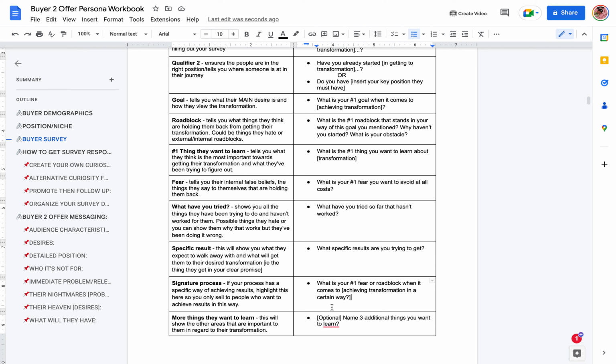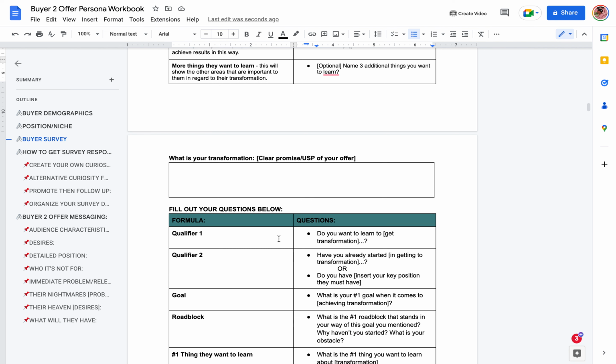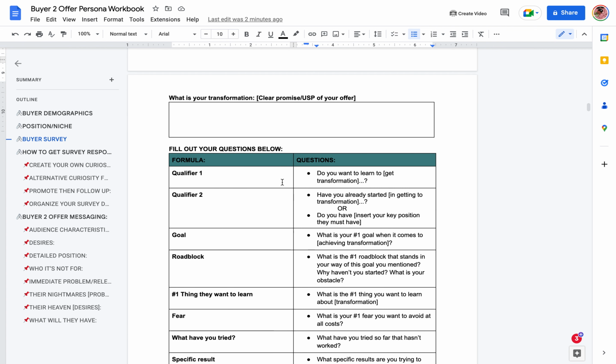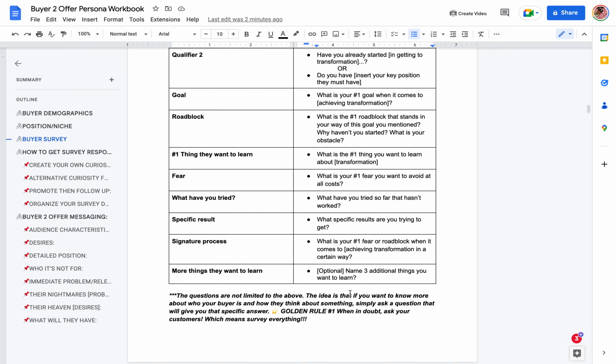All right, and then the last one is pretty simple: more things they want to learn. This is again just going to show you other areas that they think are important in regards to their transformation. So just a simple question, name 3 additional things that you want to learn. Okay, and you can do this for yourself so that you can create your survey. Just add your transformation here, which again is usually your clear promise, the USP of your offer. And then you can fill out all of these questions, inserting your information in these blocks here.